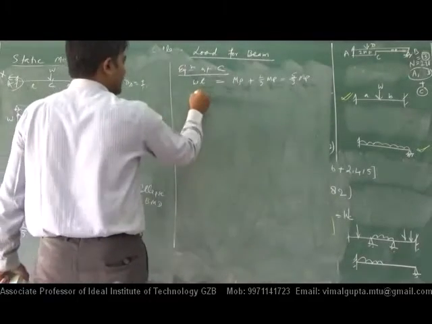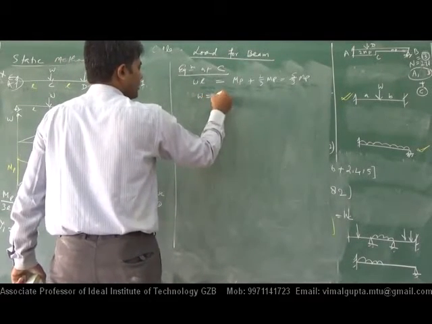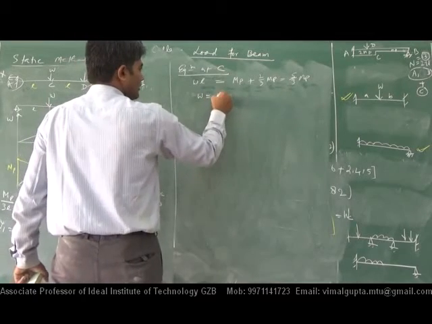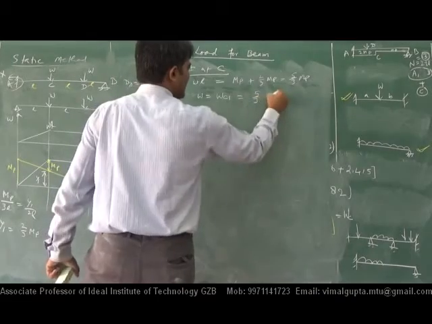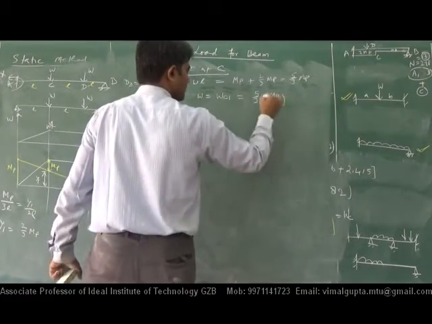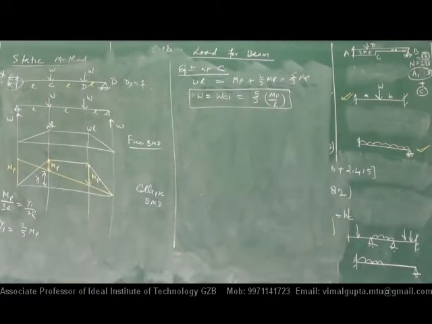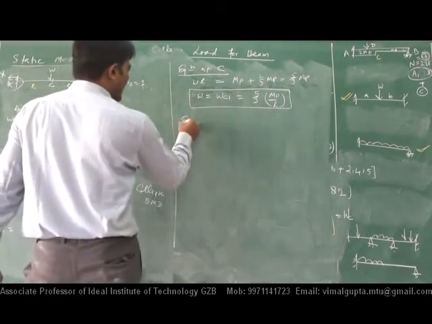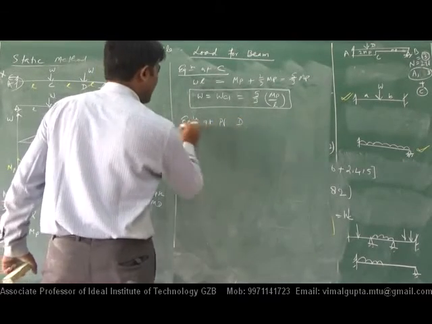So the value of WL, value of capital W, capital W means WC1, that value is 5 by 3 MP by L. Now apply equilibrium at point कहाँ पे? D पे.